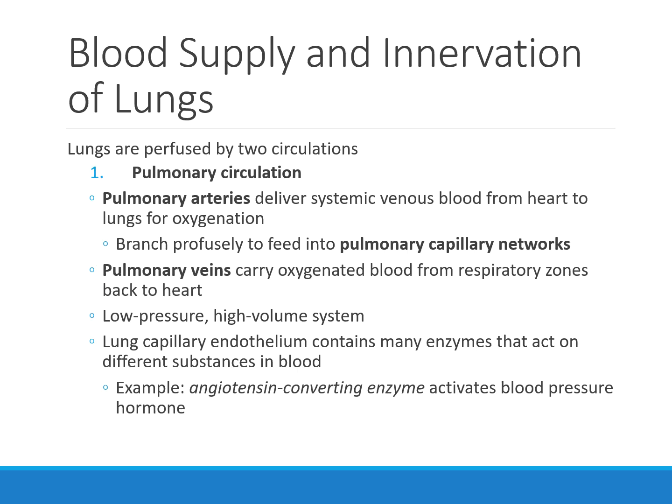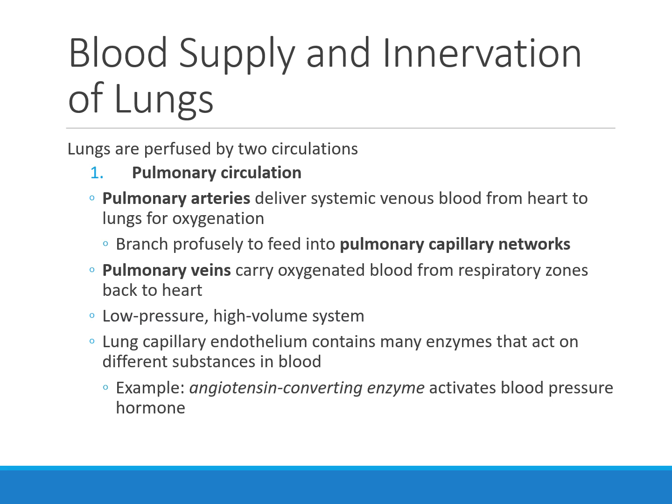The lung is perfused by two circulatory systems. Pulmonary circulation we have already learned about. This is when the pulmonary arteries are bringing the venous blood, the used blood, from the heart to the lungs to reoxygenate it, and they branch profusely and feed into those pulmonary capillary networks. The pulmonary veins are what carry it back to the heart. So you had right and left. Remember, you had four of those.